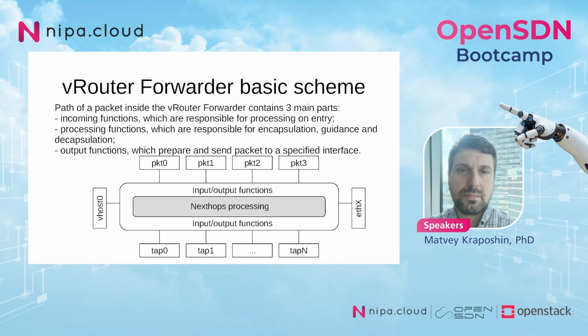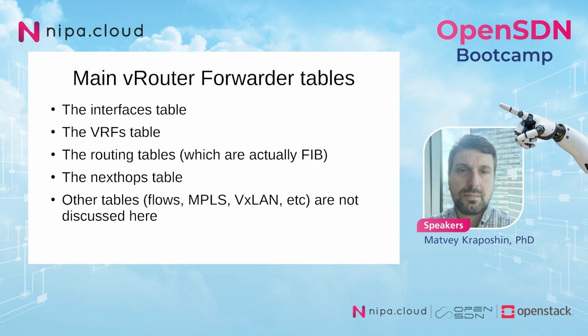And these interfaces are used for auxiliary purposes. We have an interface vhost0, which is used for connection with the operating system. We have an interface ETHX, which is used for cooperation or communication with the external world, and we have a number of TAP interfaces which are used for communication with virtual machines.